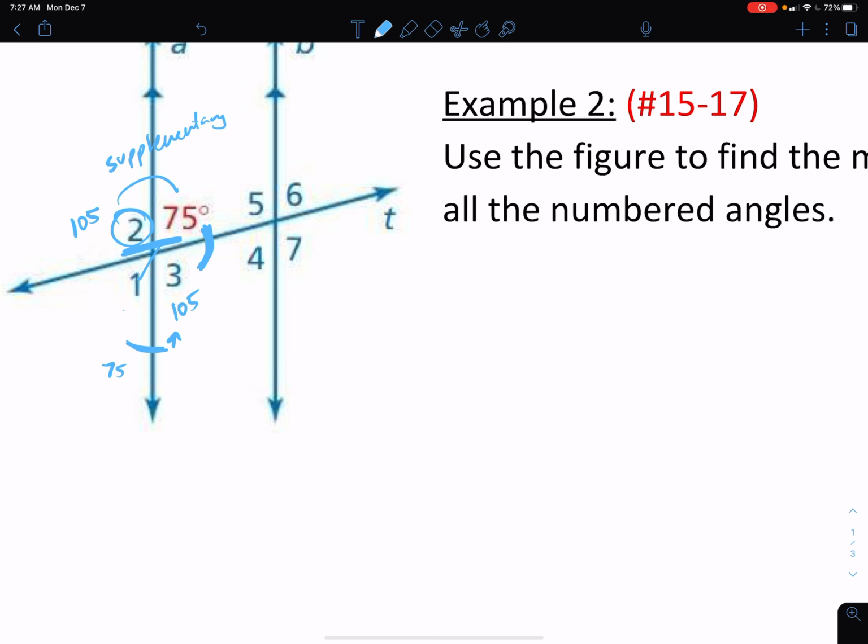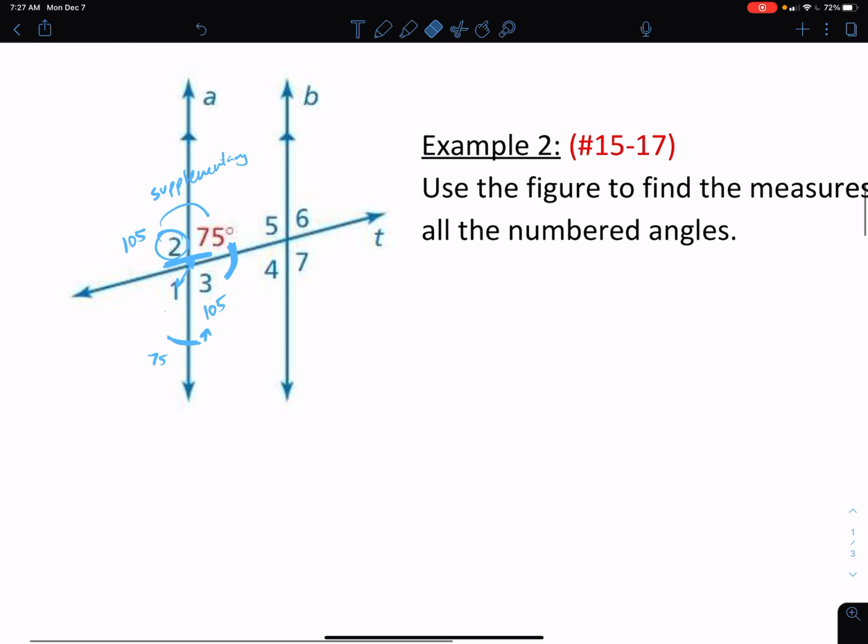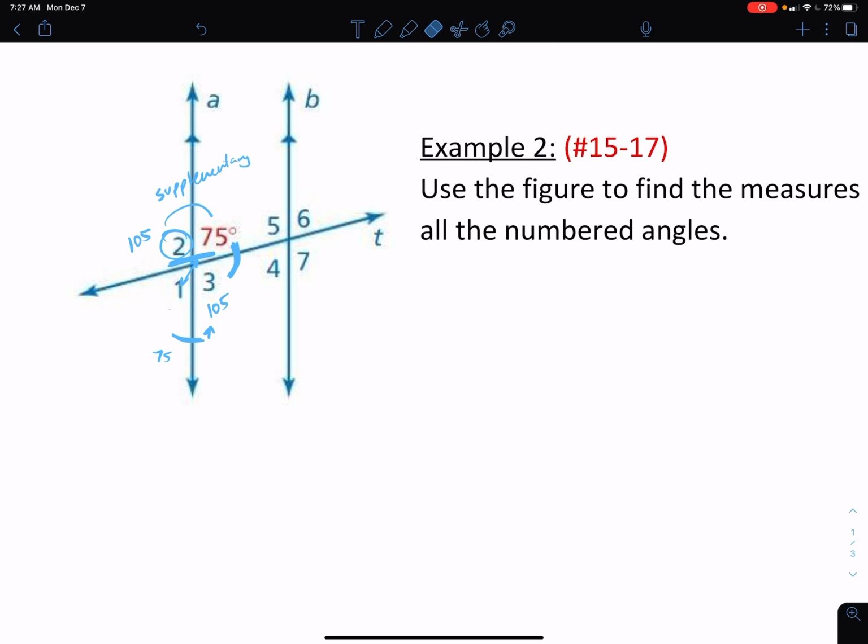So this is what we call vertical angles too. Vertical angles are congruent to each other. Right? So now, angles 5, 6, 7. How do I figure that out?